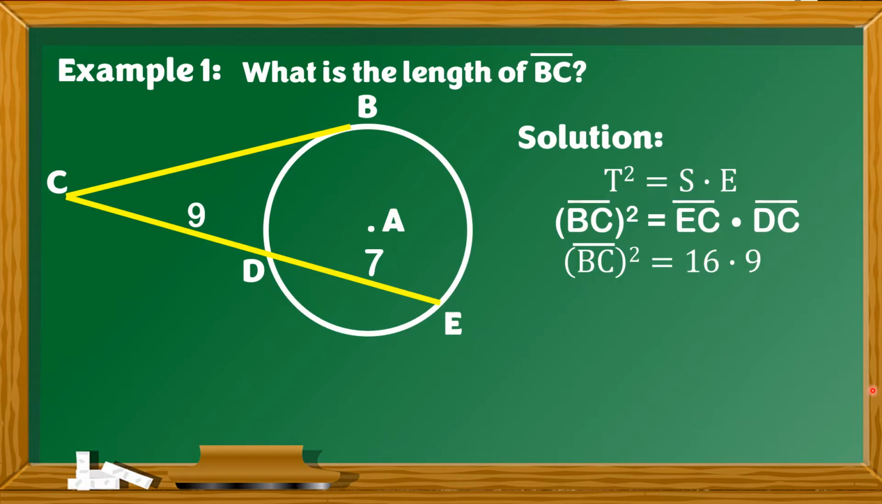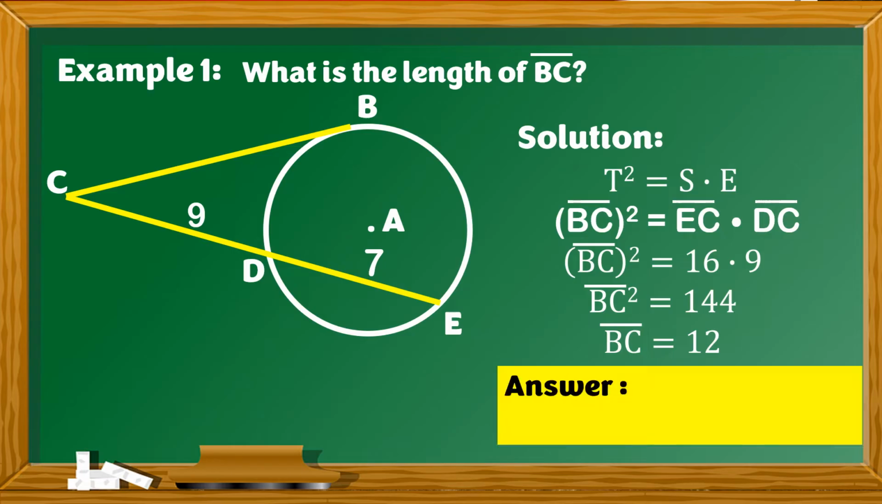Next, we will multiply 16 and 9. So 16 times 9 equals 144. After finding the product of 16 and 9, we're going to extract the square root. The square root of line segment BC squared is equal to BC, and the square root of 144 is equal to 12. So the answer in example number 1, the length of line segment BC, is 12.